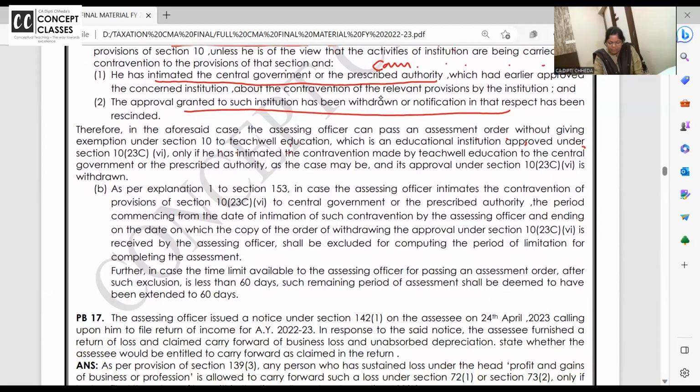As per explanation 1 to 153, in case AO intimates contravention to central government, the period commencing from date of intimation and ending on the date on which order is received cancelling the registration, that will be excluded. See, for scrutiny assessment, we have got some time limits. स्क्रूटनी का असेसमेंट चल रहा है तो उसमें टाइम लिमिट बोला है आपको, है ना? So when the scrutiny assessment, you are having the time limits.